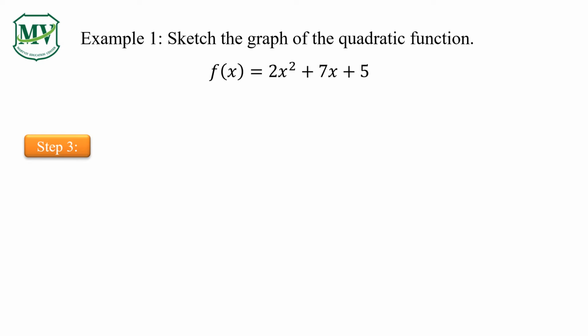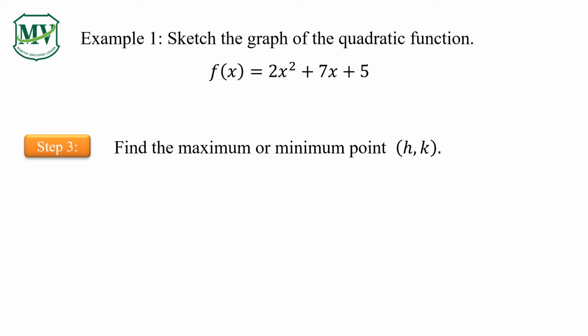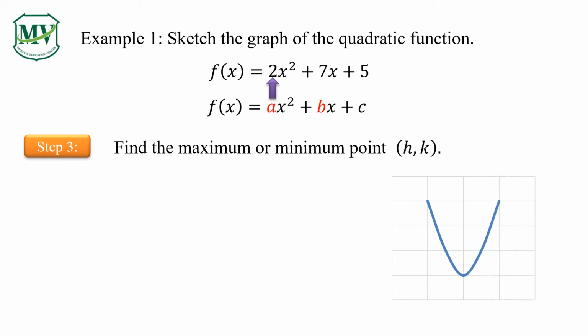Step number 3. Find the maximum or minimum point. From the given quadratic function, the value of a is 2. Since a is greater than 0, the parabola opens upward and it has a minimum point. So we have to get the value of the minimum point. To find the minimum point, we have to find first the value of x using the formula x is equal to negative b over 2a.